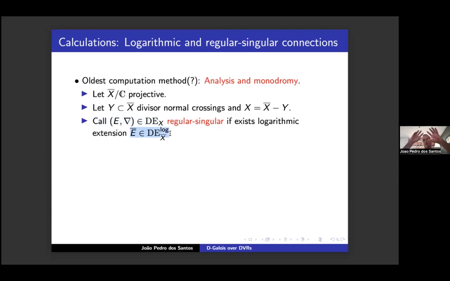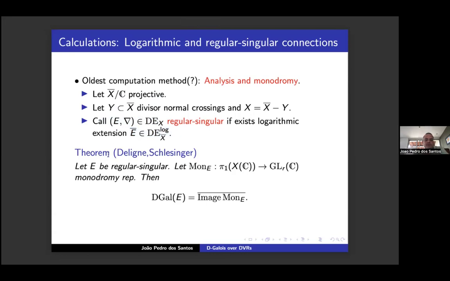So it means that on some local charts, my connection forms, my differential equations, will have just dx over x in the denominators. Okay. So then the theorem of Schlesinger, which you can read off Deligne on this slide. So he proved this thing also, but in a different light.